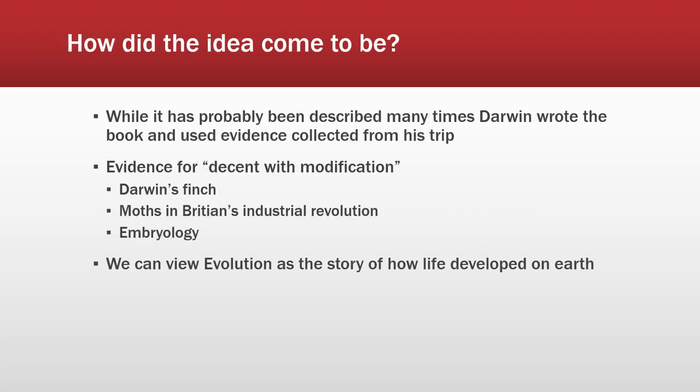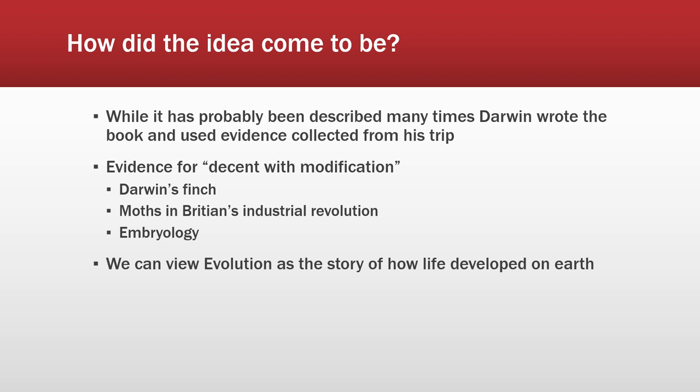Now, where did the idea come from? Like I showed you the picture at the beginning, it was actually described by Charles Darwin, who wrote a book on evolution and used the evidence he collected on his trips. Now, one of the things you notice is it took him about 20 years to publish his book after he did his trip. And the reason is because it was a novel idea at the time. People didn't want to believe it.